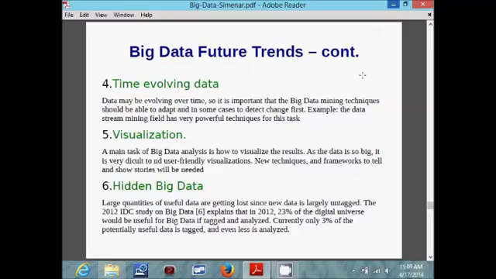We need tagging. A 2012 IDC study on big data explains that in 2012, 23% of the digital universe would be useful in big data if it were tagged, which means that 23% of that data is untapped, and it would be useful in data mining if tagged. Currently, only 3% of the potentially useful data is tagged. And less than that number is actually analyzed.